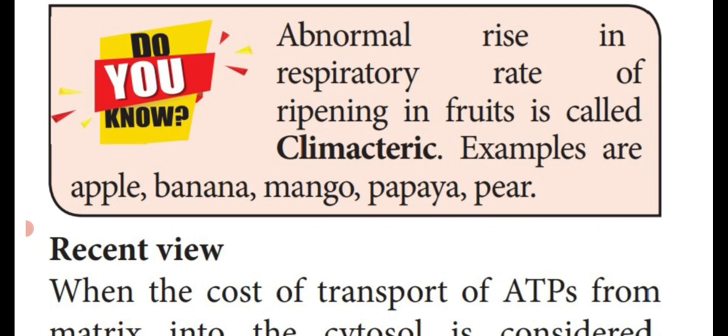Abnormal rise in respiratory rate during ripening in fruits is called climacteric. Example: apple, banana, mango, papaya and pear. So, these are examples of climacteric fruits. That means some fruits of a plant increase their respiratory rate. That is, the abnormal rise in respiratory rate for the ripening of fruits is known as climacteric. They are giving the examples. This is a very, very important 2 mark and 3 mark question.